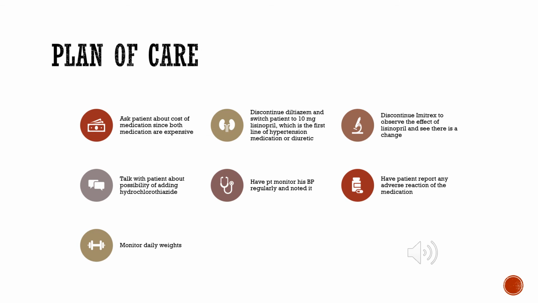I also would like to discontinue Imitrex because it's contraindicated for this specific patient. This patient has hypertension. He does not need a drug that causes vasoconstriction. I want to talk to the patient about possibly adding hydrochlorothiazide in the future if lisinopril does not work with him.